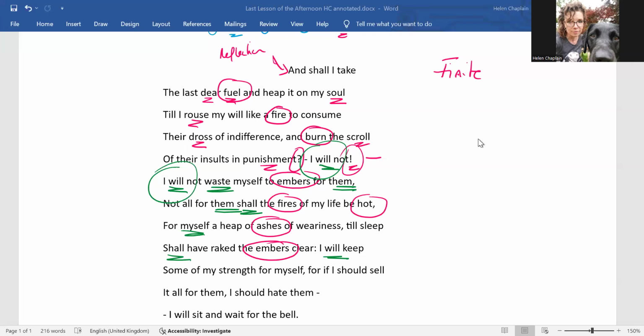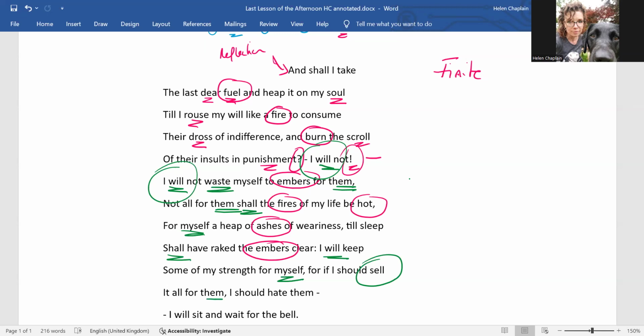And then we get this resolution driving to the end. I will keep some of my strength for myself, for if I should sell it all. So again, as a view of education, that is not really that traditional. You know, if I sell it for them, it implies that there's almost a commercial deal. He's not in this any longer for the love of teaching. He's in it as a transaction. He's having to weigh up what it's going to cost him.